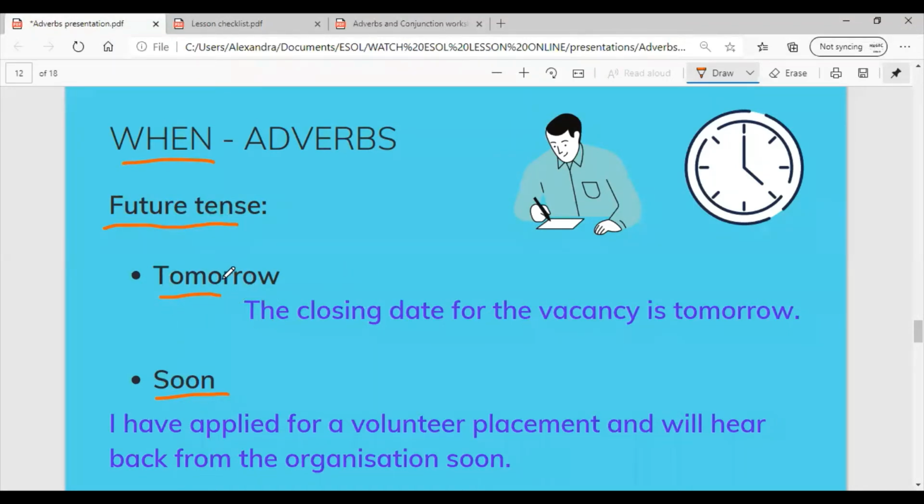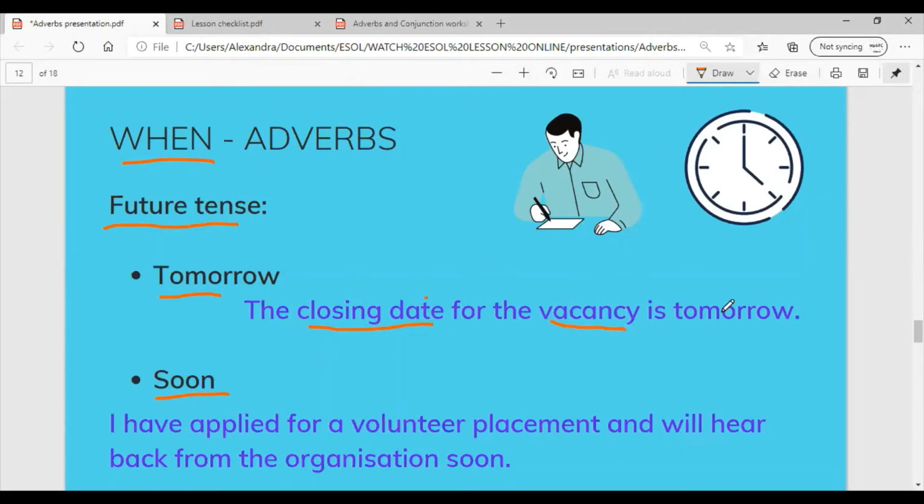So tomorrow is our first adverb. So we've got, "The closing date for the vacancy is tomorrow." So like with all the others, we're going to look for our nouns. We've got closing date on the job advert. We've got vacancy is a thing, so that's another noun.